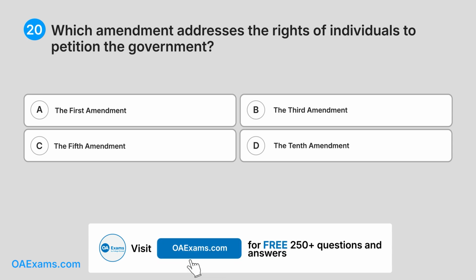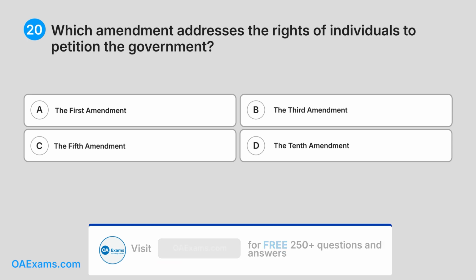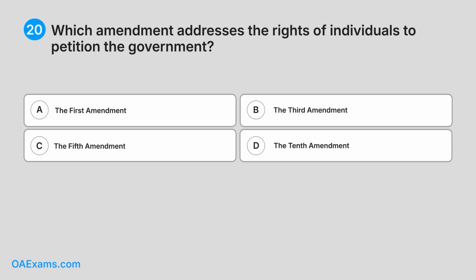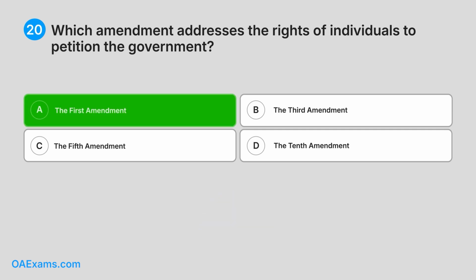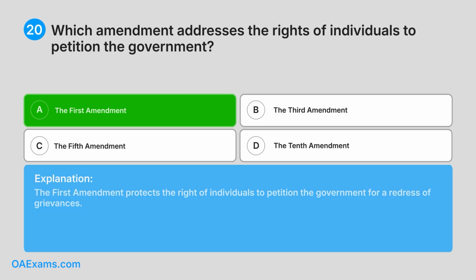A. The First Amendment. B. The Third Amendment. C. The Fifth Amendment. D. The 10th Amendment. Do you know the answer? Correct answer. A. The First Amendment. Explanation. The First Amendment protects the right of individuals to petition the government for a redress of grievances.